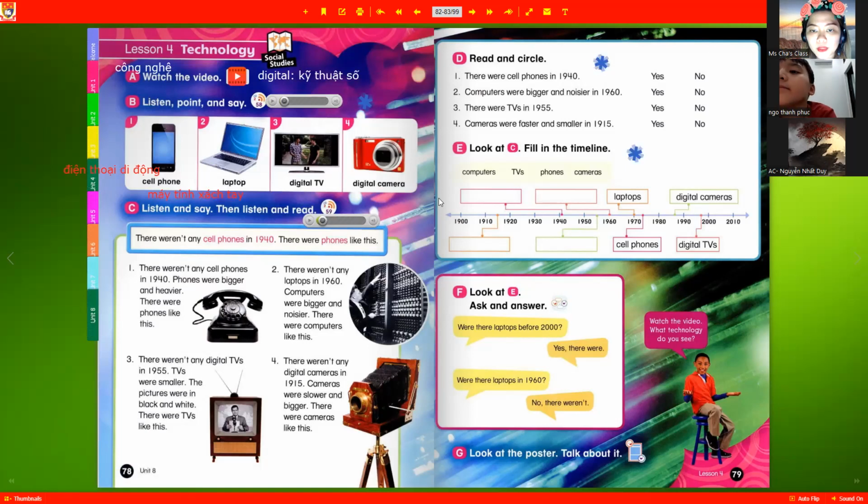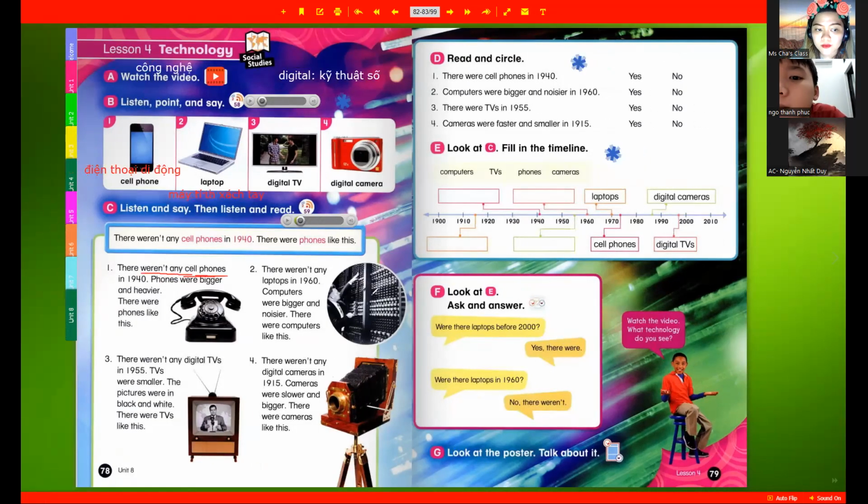Okay, all right. Now, how about we answer the following question? How about here? There were cell phones in 1940. Is it yes or no? There were cell phones in 1940. Yes. Okay, the answer here is yes. Is it true? Is it yes or no? The answer is no. There weren't any. Negative.